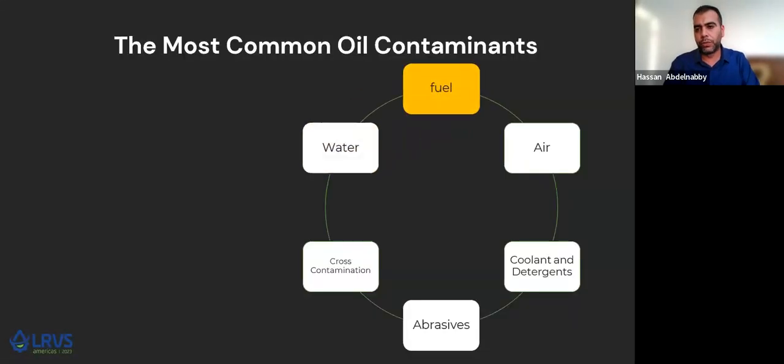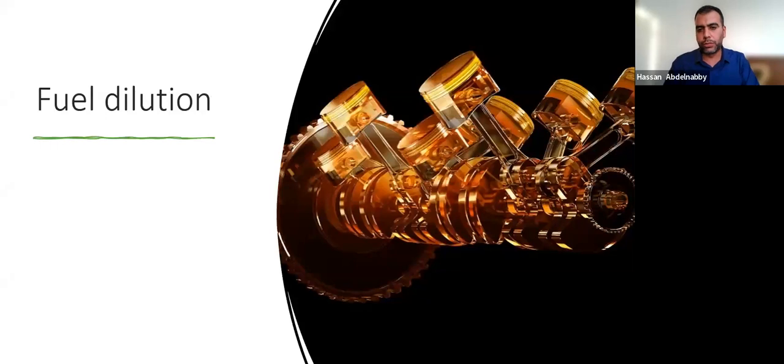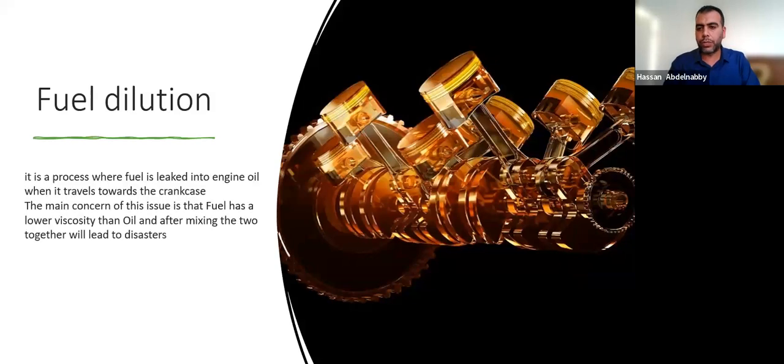Finally, we have fuel. It's called fuel dilution. When you have bad seals in the combustion chamber, some fuel can escape due to pressure into the oil, and it lowers the viscosity of your oil, creating at the end of the day a problem from mixing these two fluids together that can lead to disasters.